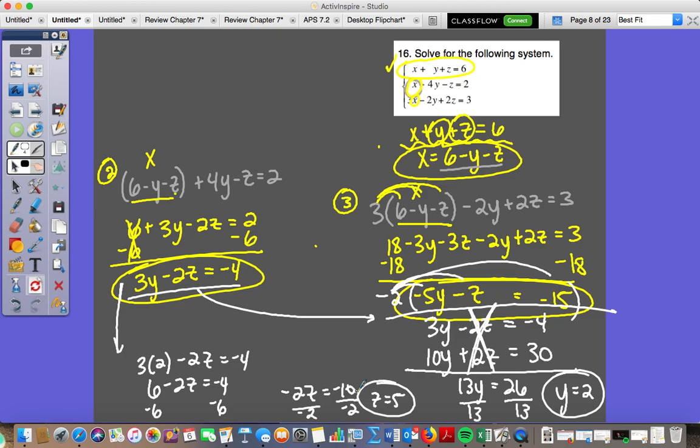Getting x is our last part, which I see up here we've already got x is equal to 6 minus y minus z, where this would be if I had substituted in 6 minus 2 minus 5. 6 minus 2 is 4. 4 minus 5 is negative 1. So x is equal to negative 1. And there we are for x, y, and z.